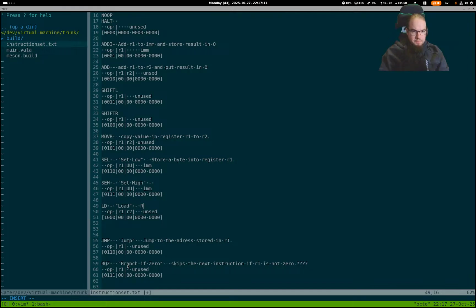Load. Load value in R2 into the memory location pointed to by R1? No. R1. There we go.